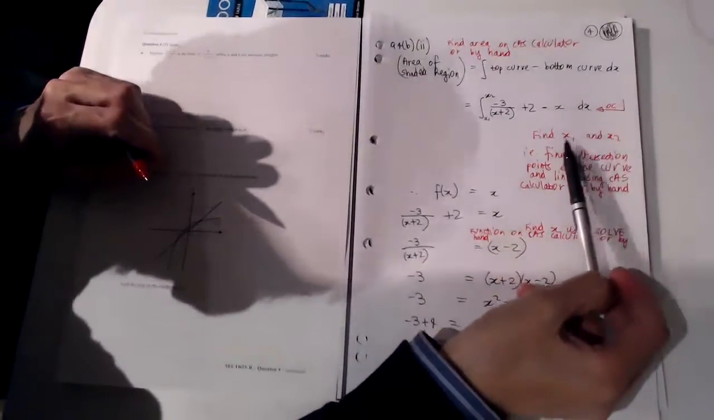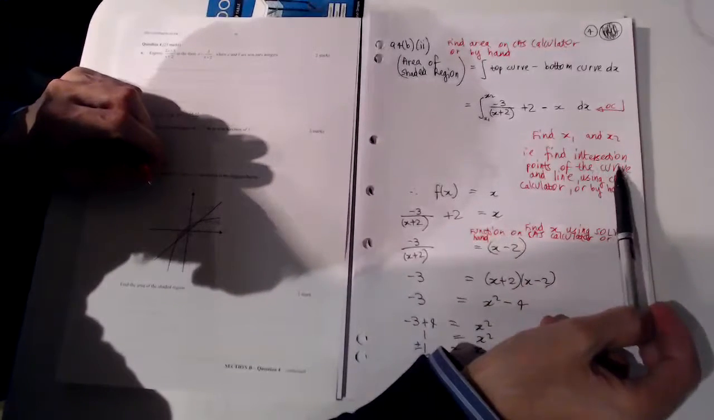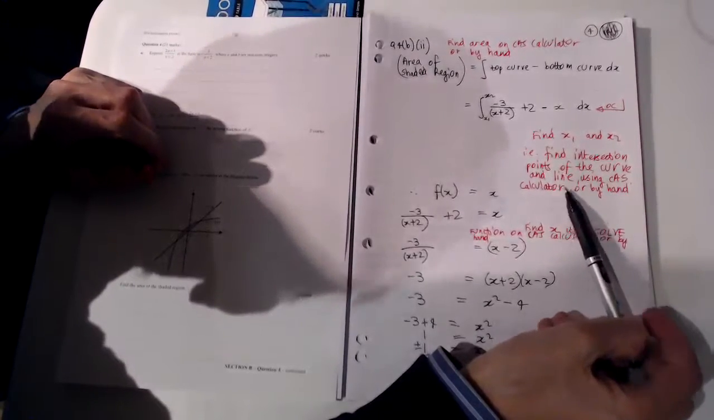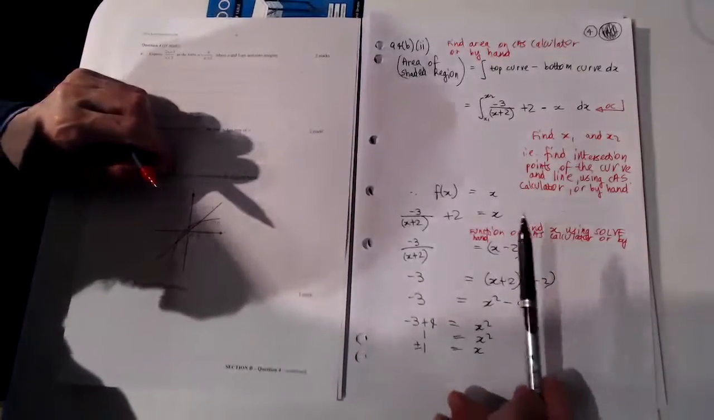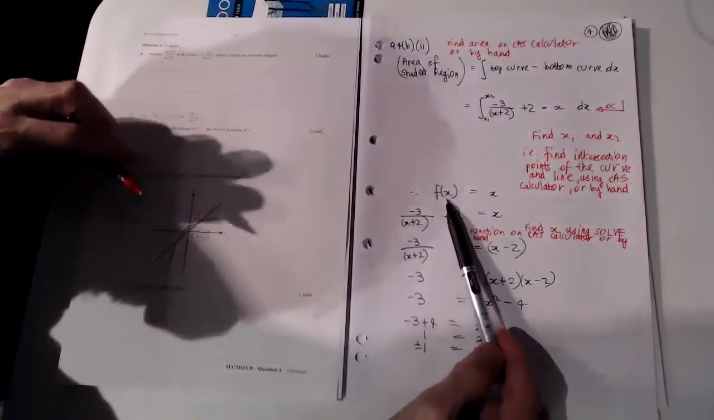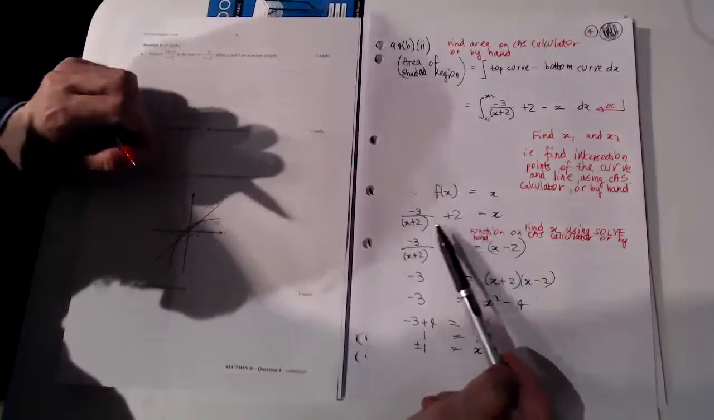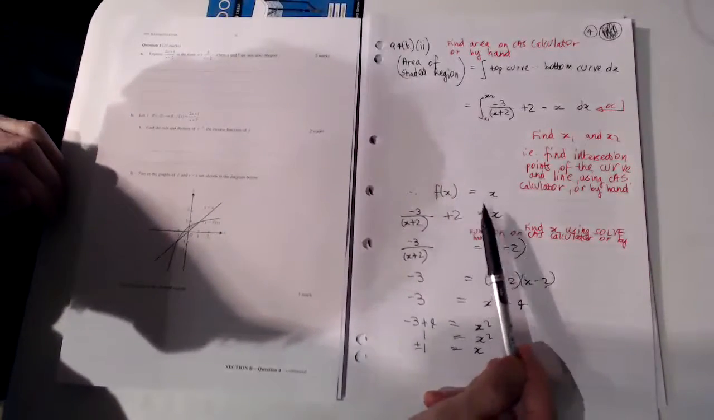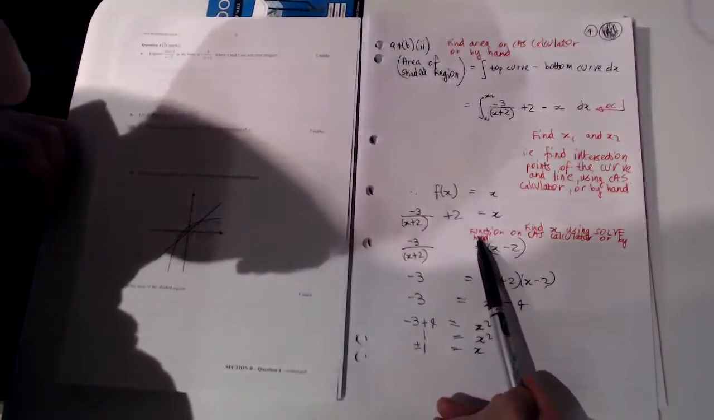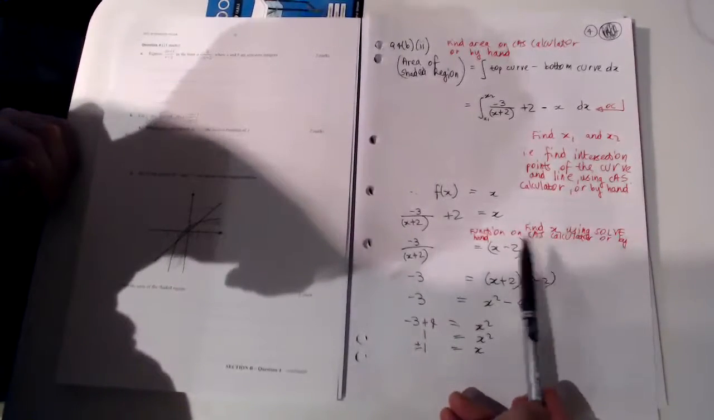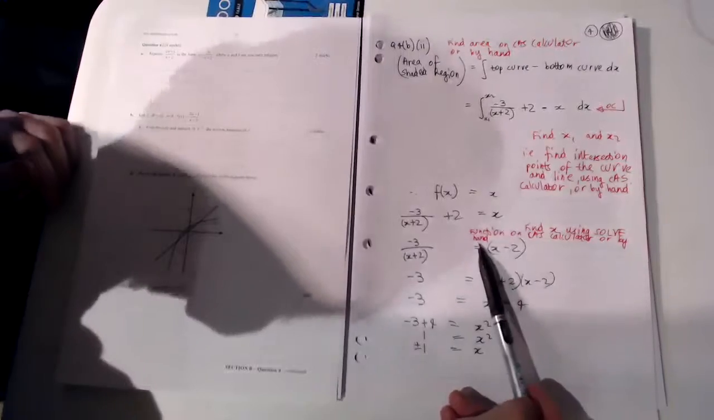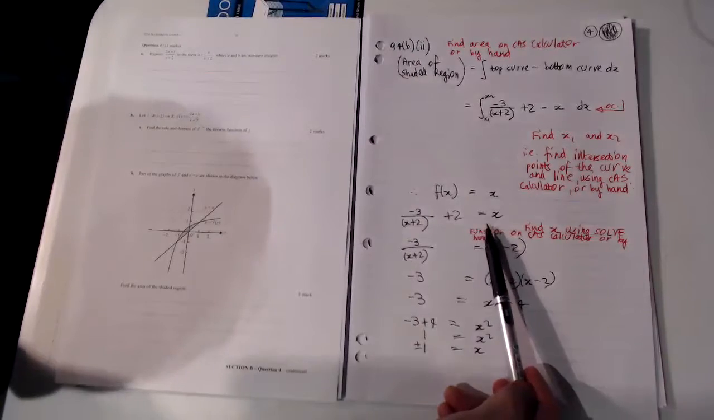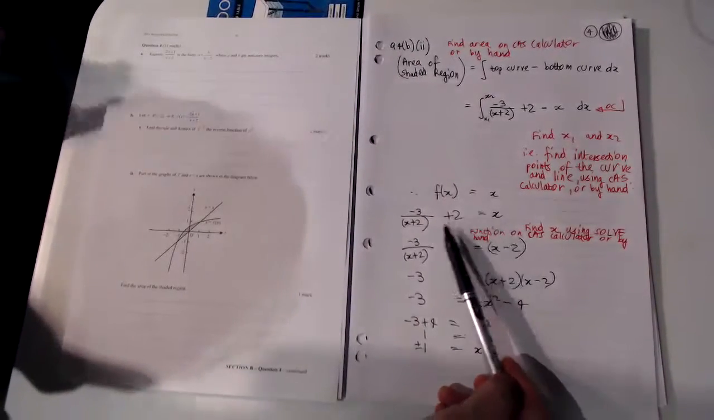How do you do it? Well, find x1, x2, that is, find the intersection points of the curve and the line using the CAS calculator or by hand. So you're going to put f(x) equal to x. So f(x), which is -3 on x plus 2, plus 2, we've seen that a couple of times, is equal to x. And then you can find x using the solve function on the CAS calculator or by hand. Please, in the exam, use the solve function as much as possible. So find x using the solve function.